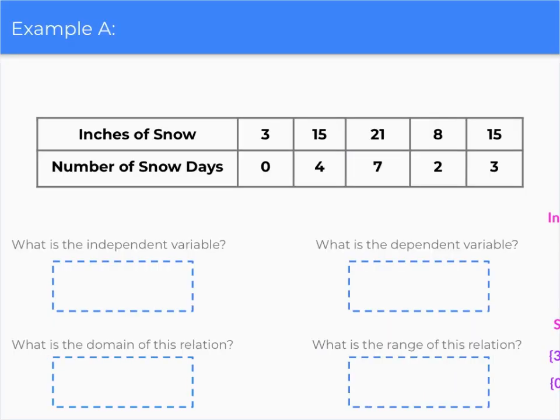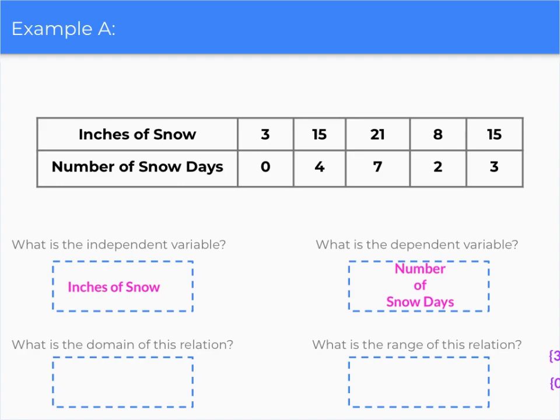Here we are at example A. And example A shows us a table where we have inches of snow across the top and number of snow days across the bottom. We need to identify the independent variable, the dependent variable, the domain, and the range. So the independent variable is going to be the thing that affects the dependent variable, or the x. And in this case, our independent variable is inches of snow. So our dependent variable by default, and the thing that's going to get affected, is the number of snow days. And that makes sense. The more that it snows, the more snow days we're going to have.